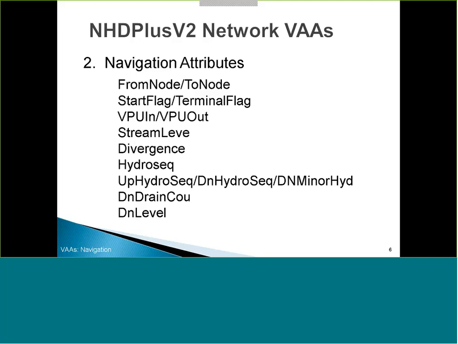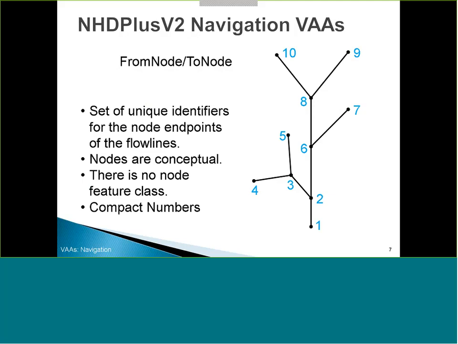There's stream level. We'll talk about these in more detail in a minute, so I won't get too tied up in that. There's a divergence attribute. Then there's some upstream and downstream attributes that are primarily there for the value-added attribute navigation. Okay, so here's from node and to node. It's a set of unique identifiers for the node endpoints of the flow lines. So at the point where two or more flow lines come together, there is a node number.